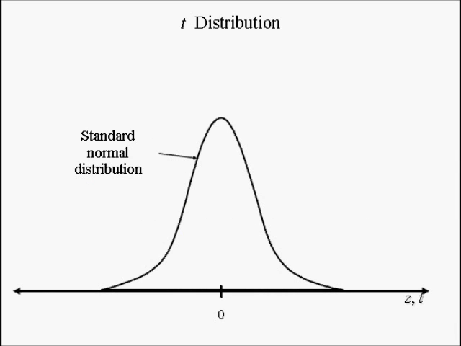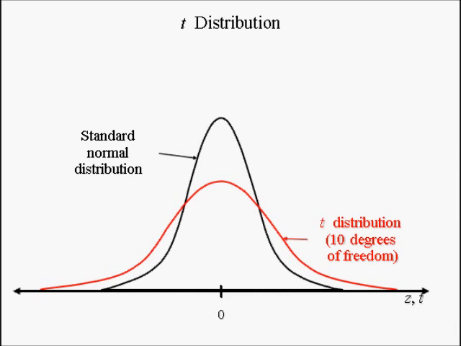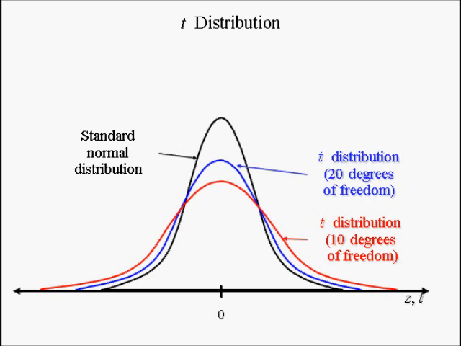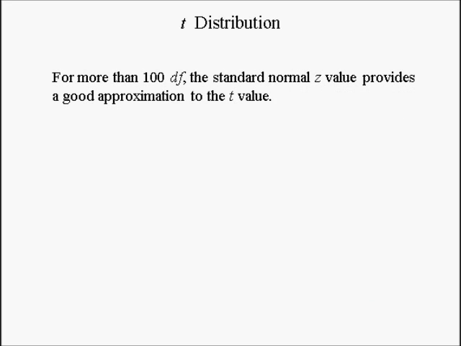Below is the graph of the standard normal probability distribution. The t distribution with 10 degrees of freedom is shorter and wider, a graph that is shown in red. The t distribution with 20 degrees of freedom is also shorter and wider. The t distribution with infinitely many degrees of freedom, where 101 or larger is considered infinite, has the same shape as the standard normal probability distribution. For more than 100 degrees of freedom, standard normal z-values provide a good approximation to corresponding t-values.